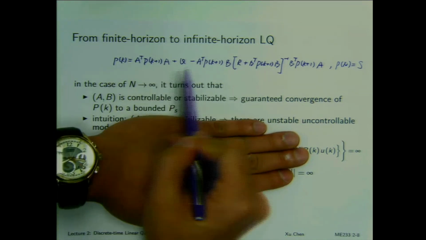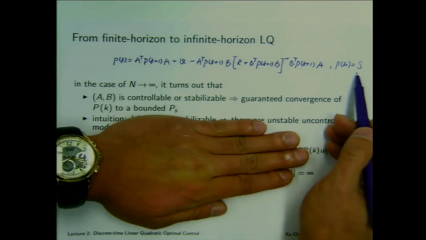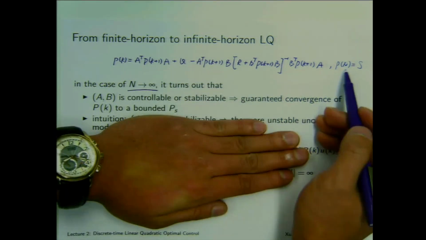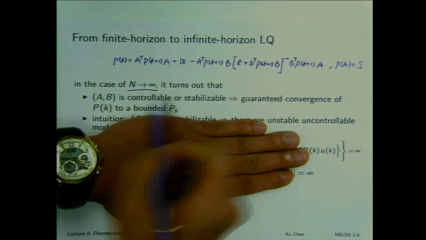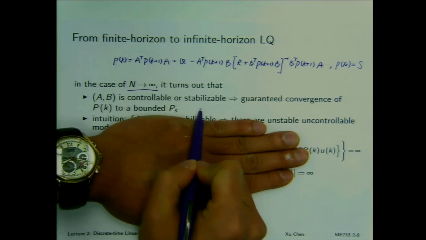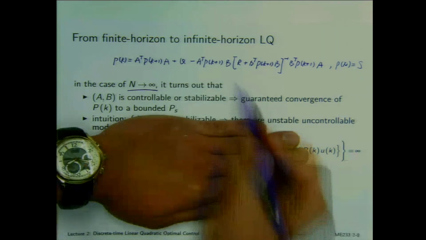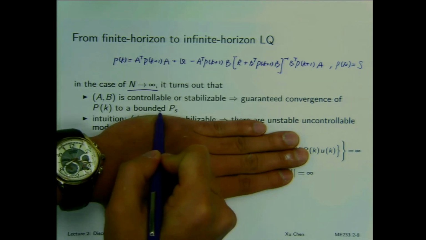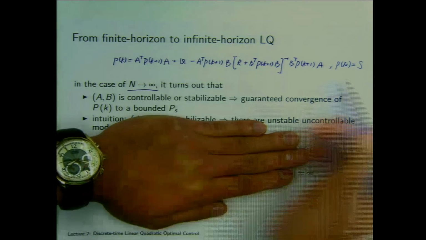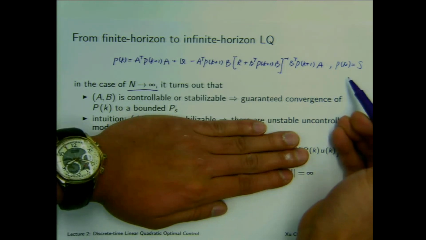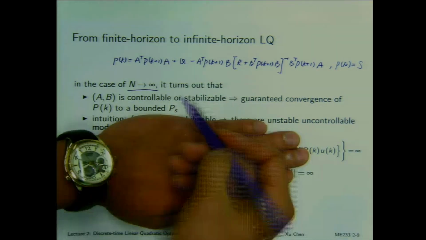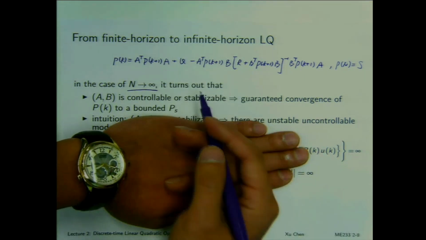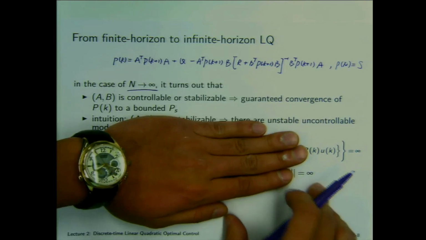For this Riccati equation with a boundary condition like this, it turns out that in the case of limiting the optimization horizon to infinity, if AB is controllable or stabilizable, then it's guaranteed this Riccati equation will converge to a bounded matrix in the steady state. This is regardless of how you assign the initial values. That's nice, because it tells us we can converge to a constant matrix. Then when we implement the control law, we can simplify the computation.